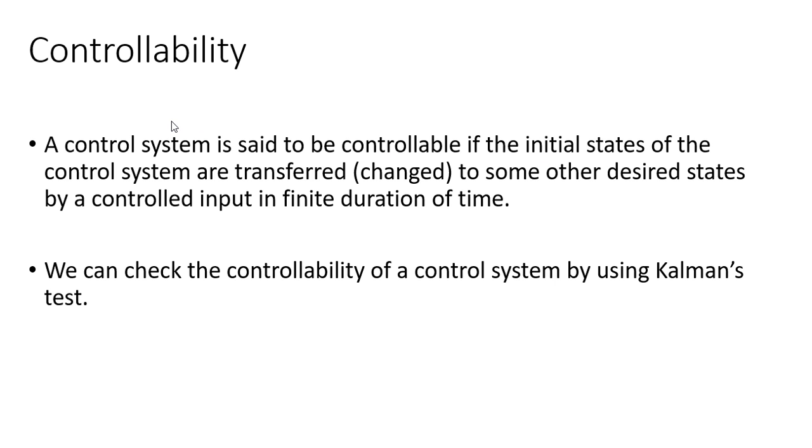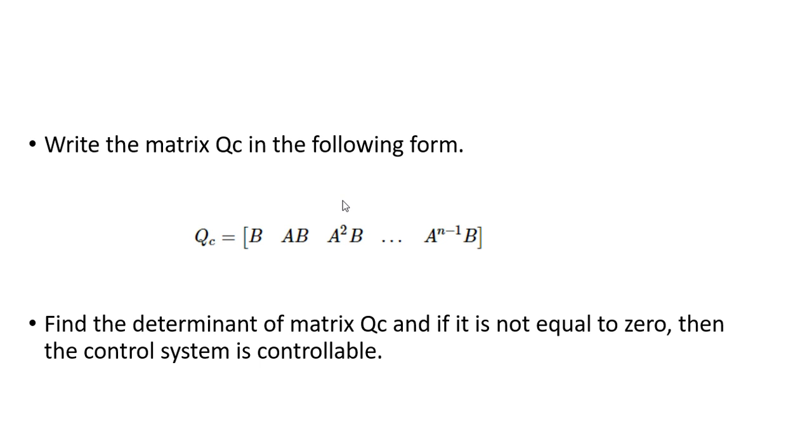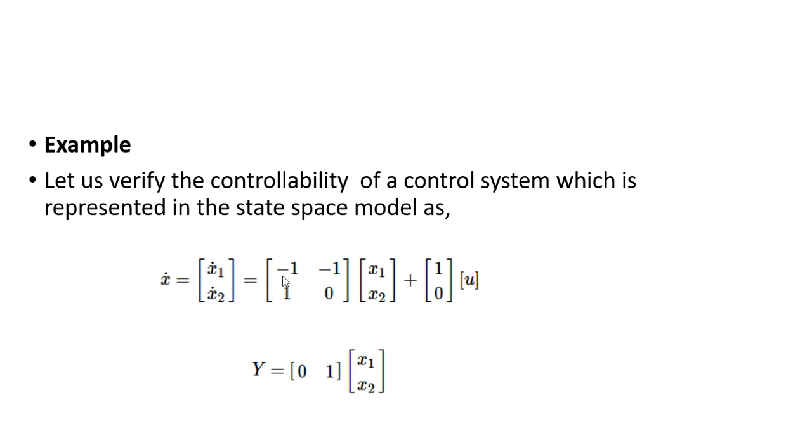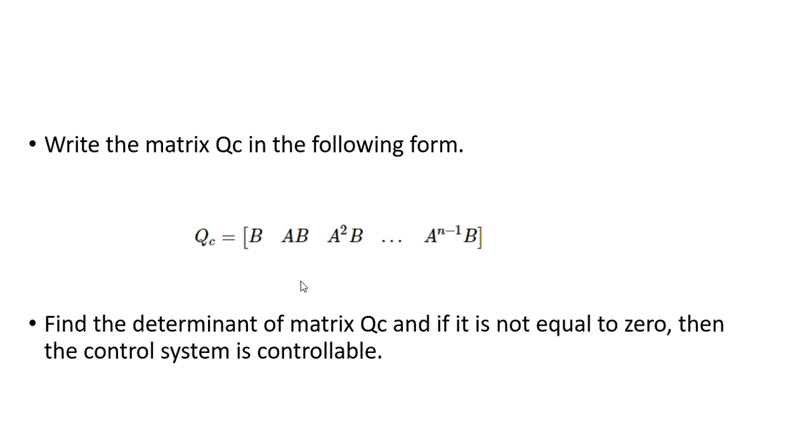Again, I am giving you the difference between these. Controllability means: if the initial states of a control system can be transferred to the desired state in a given finite duration of time, then the system is called controllable, and that is denoted by Q_C. You have to take this simple matrix B, AB, and then A squared B like this. Just see the value of n. n is nothing but the number of rows and columns of this matrix, or m by n we can say, and from this you can get the value of n. This is very simple, and if the determinant is not equal to 0, then the system is controllable.